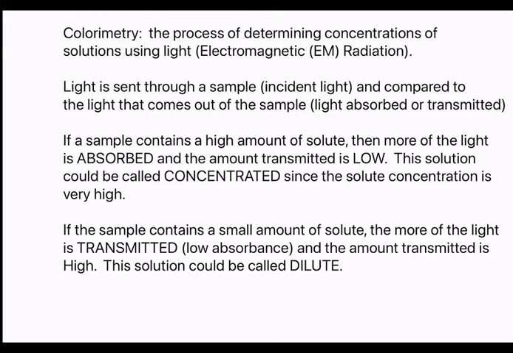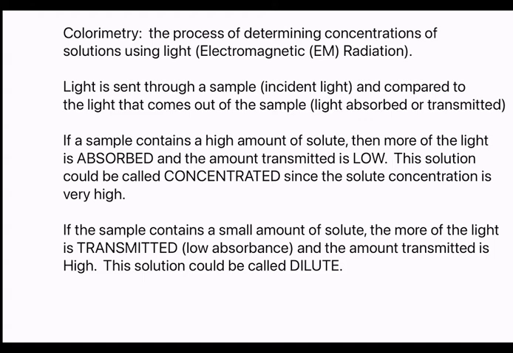So as we prepare to get started, let's talk some about what colorimetry is. It's the process where we find the concentration of an unknown solution using light or electromagnetic radiation. If you have not already started, you will be starting a unit where you're going to look at electromagnetic radiation, and electromagnetic radiation is more or less officially the name for light. What we're going to do is send light through a sample. We call that incident light.